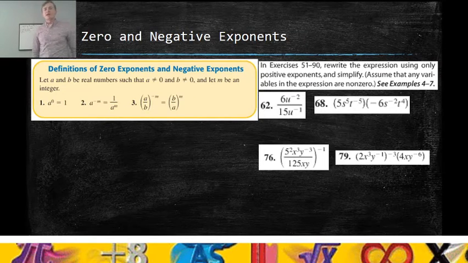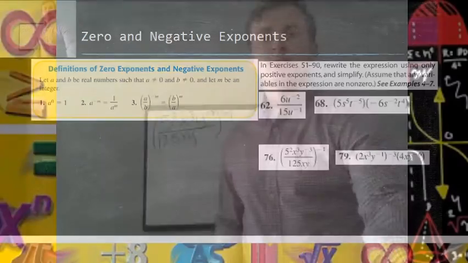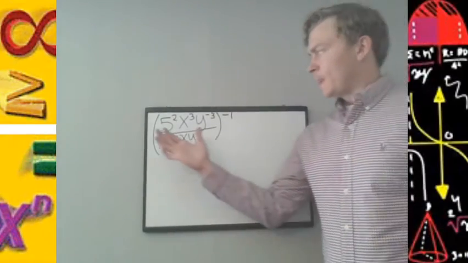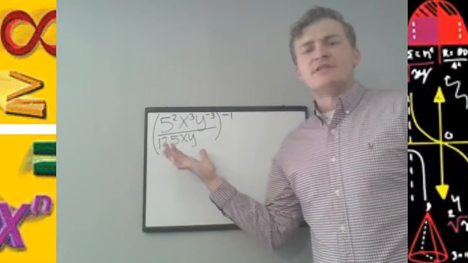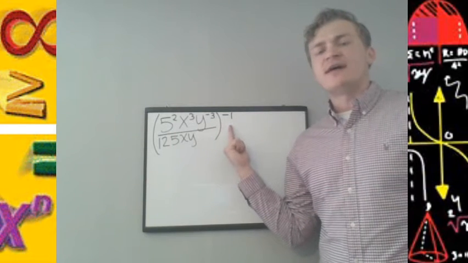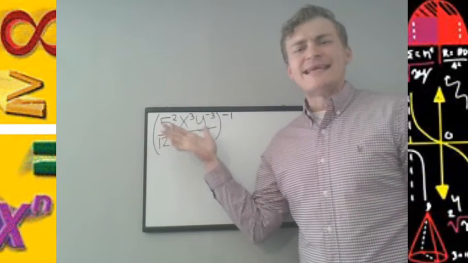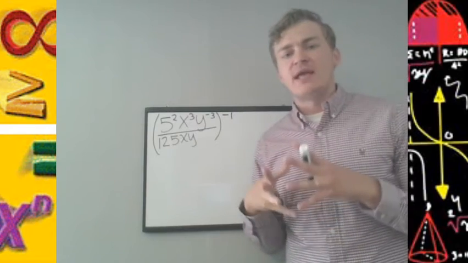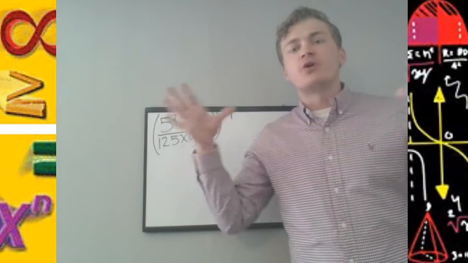76, we are looking at the quantity 5 squared times x cubed times y to the negative 3 divided by 125 times x times y, and that rational expression is being raised to the exponent negative 1. On the inside of our parentheses, although we have a negative exponent on the outside, let's go ahead and work with the inside, simplifying whatever we can on the inside of our parentheses and work towards the outside.